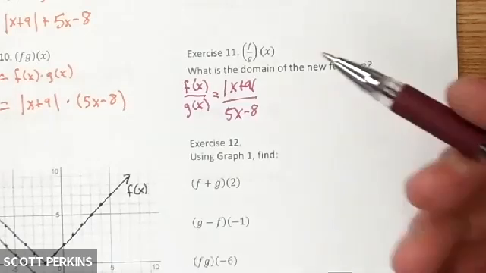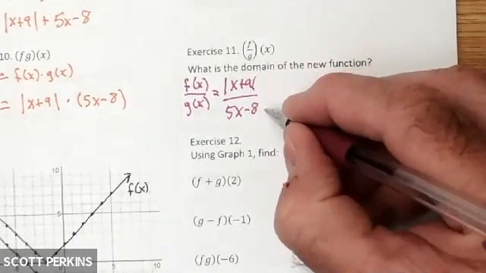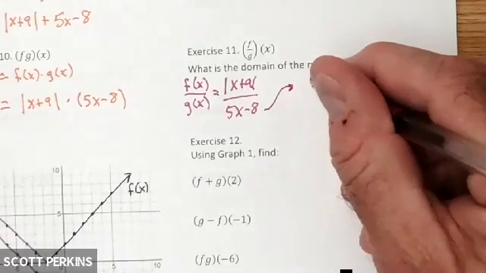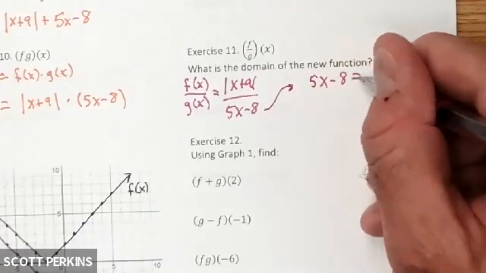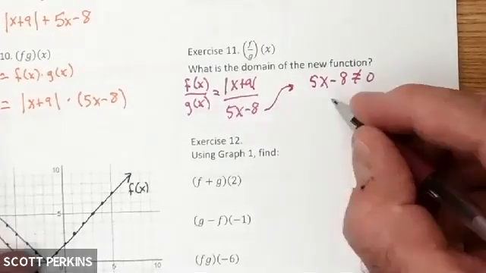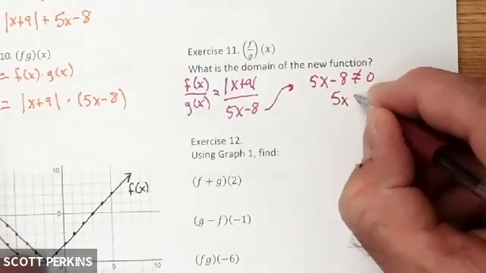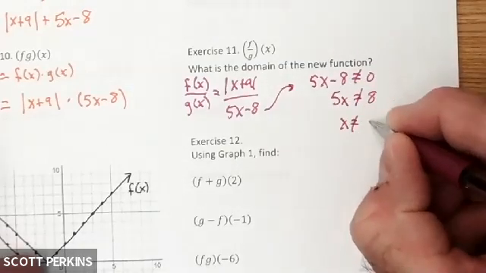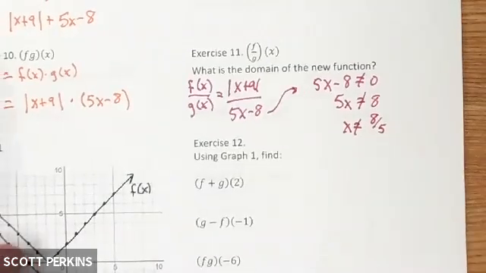Okay, but what I need to do now is answer this question, what's the domain? The domain fully relies on the denominator of this. So the domain is what I get when 5x minus 8 would be 0. I don't want it to be 0. I add 8 to both sides, so the 5x can't be equal to 8. Divide by 5, the x can't be equal to 8 over 5.